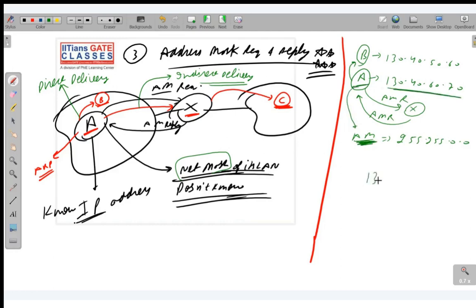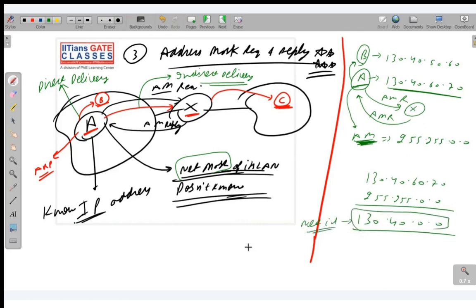So 130.40.60.70 AND 255.255.0.0. I think you have got it. We will get this, so A comes to know that the net ID of my network is 130.40.0.0. Now it will apply the same address mask, or net mask, with the IP address of B.